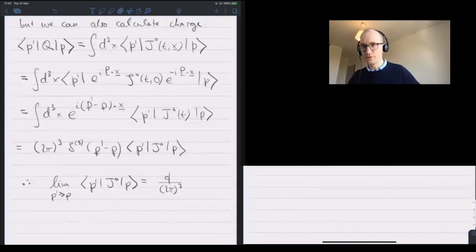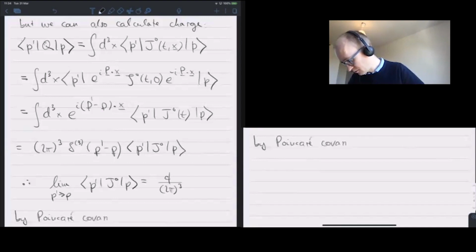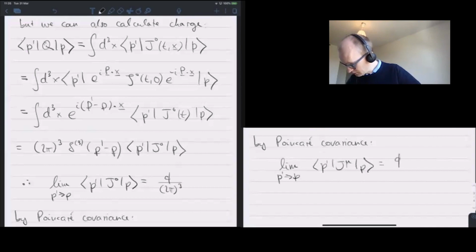So now we use Poincaré covariance. By Poincaré covariance, this statement just has to be true in a general frame, and so the statement that we find is that the limit p primed approaching p of the matrix element p primed j mu p has to be equal to q mu over e times 2 pi cubed.